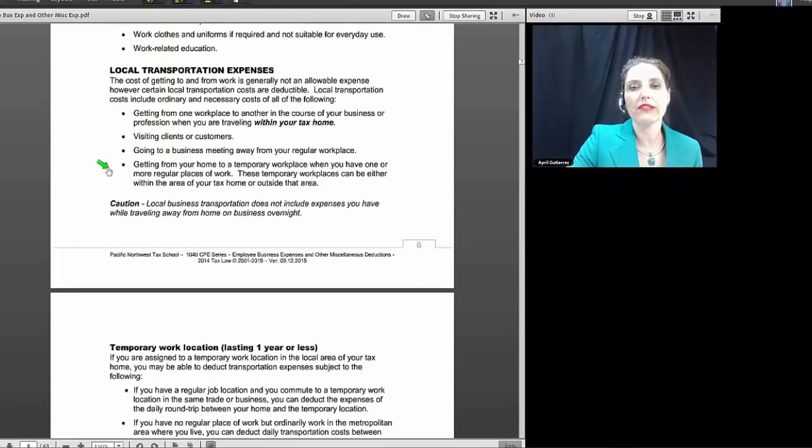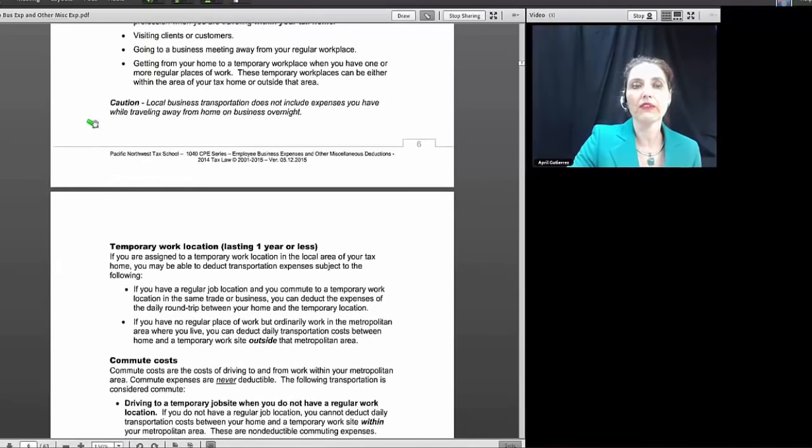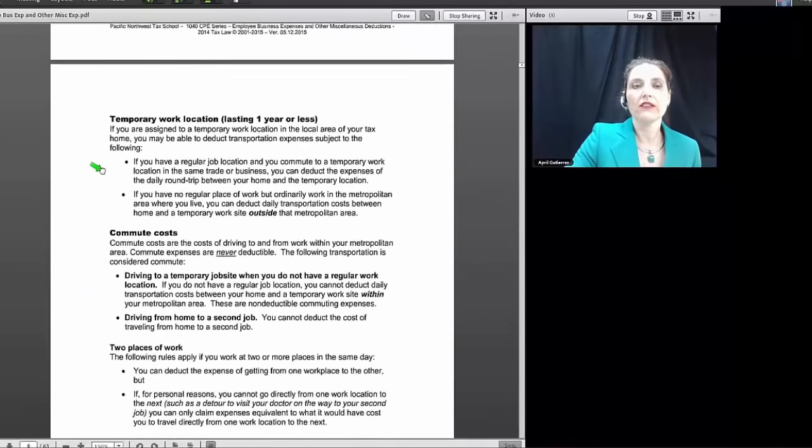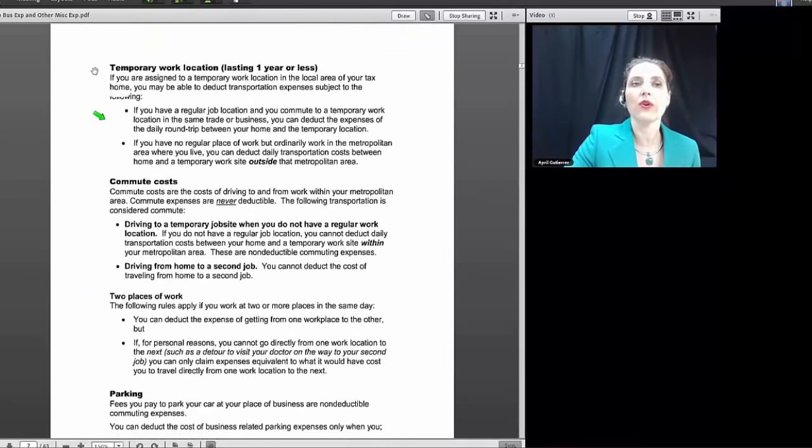These temporary workplaces can be either within the area of your tax home or outside of the area. But I've got a caution note here for you that local transportation does not include expenses you have while traveling away from home on business overnight. So let's talk about this definition of work location being temporary. So IRS says you can deduct local transportation costs to a temporary work location. And what does that word temporary mean? Well, temporary means that the location that you're going to on a temporary basis will last 1 year or less.